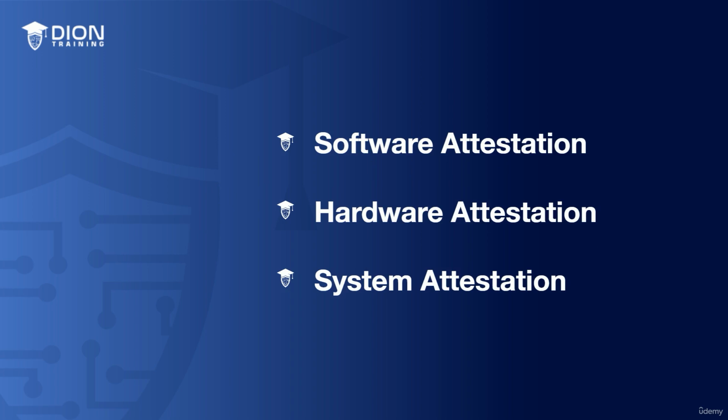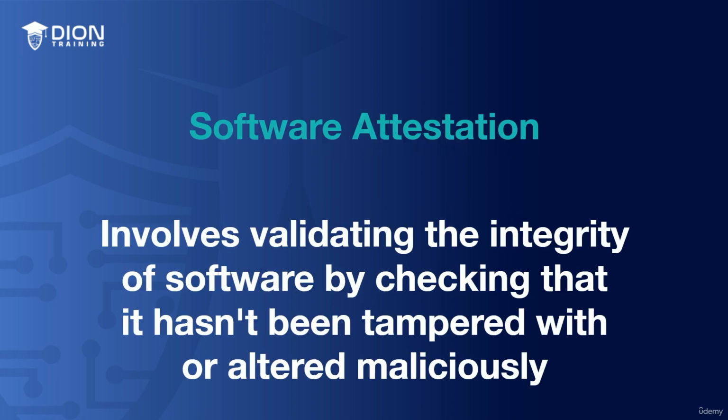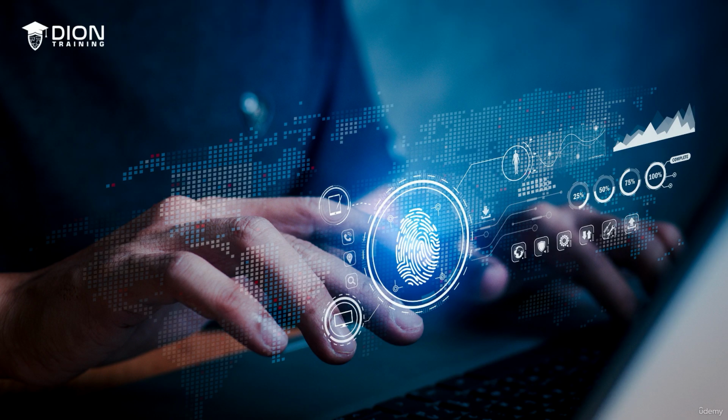Now, you may also hear about attestation in terms of software attestation, hardware attestation, and system attestation as well. But these are more for integrity checking of your organization than what is usually conducted during a penetration test. Software attestation involves validating the integrity of software by checking that it hasn't been tampered with or altered maliciously. For instance, by installing a software update, a system might use cryptographic techniques to verify the update's digital signature. If the signature is valid, it attests that the update is authentic and hasn't been tampered with since it was signed by the software vendor.